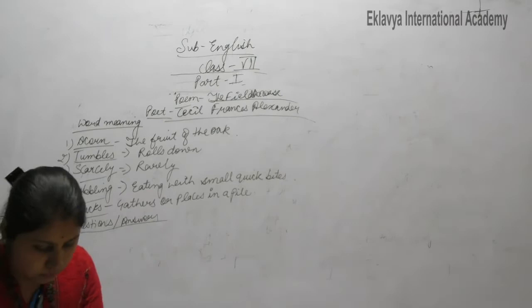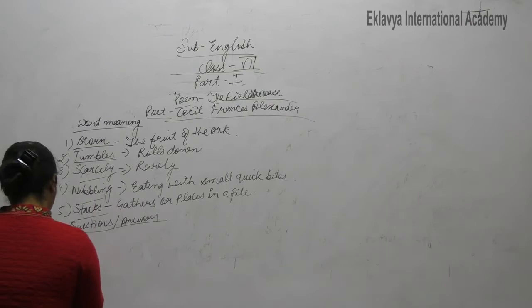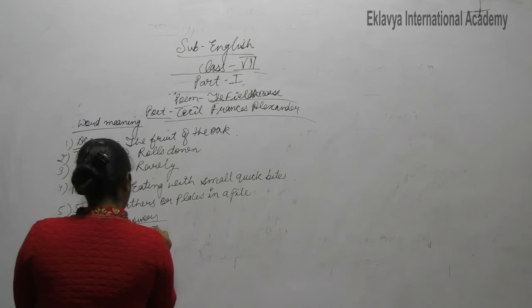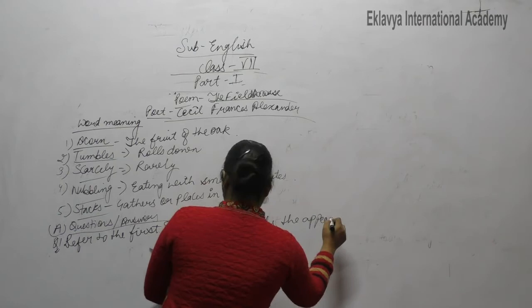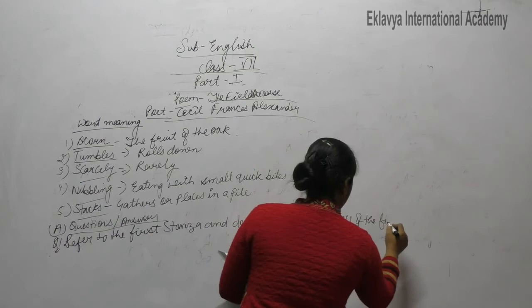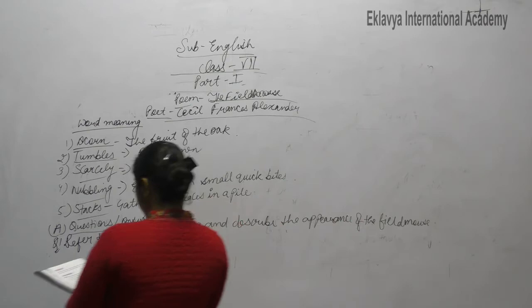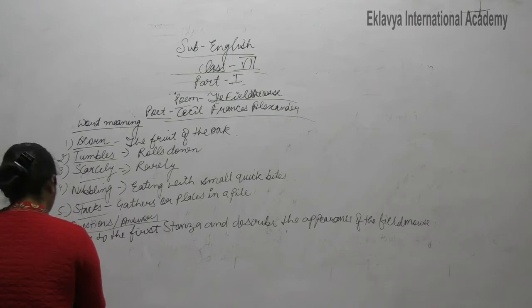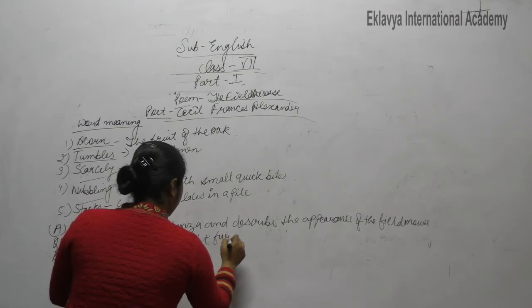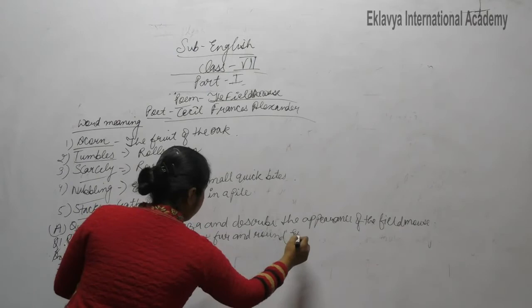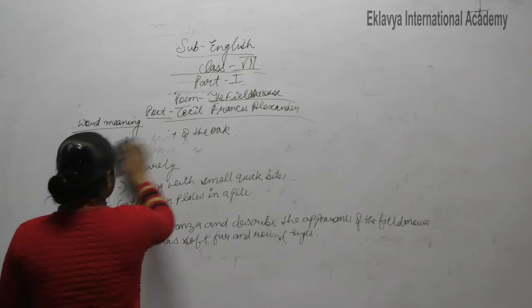Question number 1 is what? Refer to the first stanza and describe the appearance of the field mouse. Answer number 1 is what? The field mouse has soft fur and round eyes. Clear? Next.